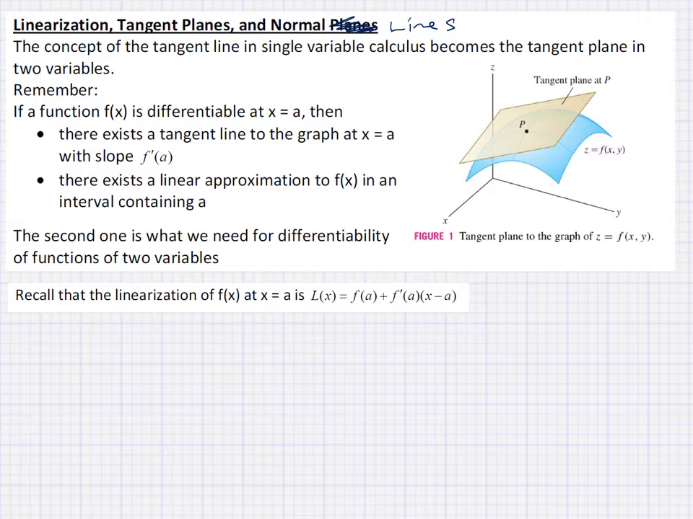talked about linearization of a function of a single variable and the tangent line to the curve. We're just now expanding it into 3 dimensions, so we're talking about linearization of a multivariable function and the tangent plane. So first, let's just talk general concept. So let's look at this picture here.